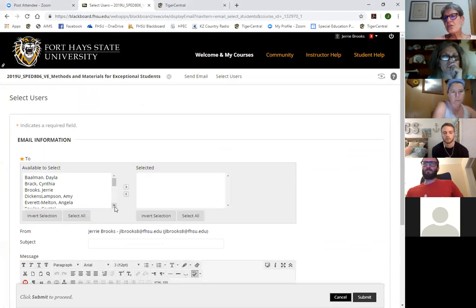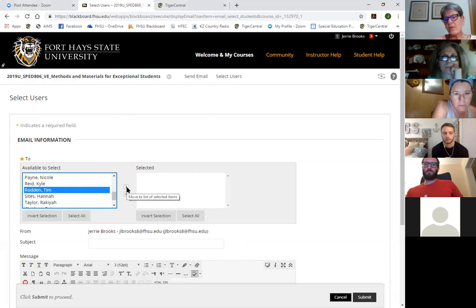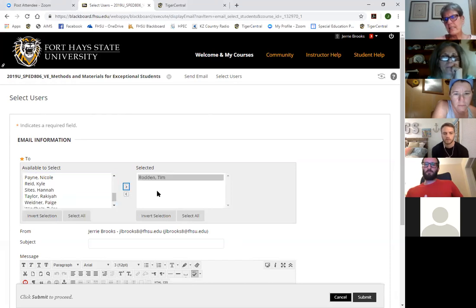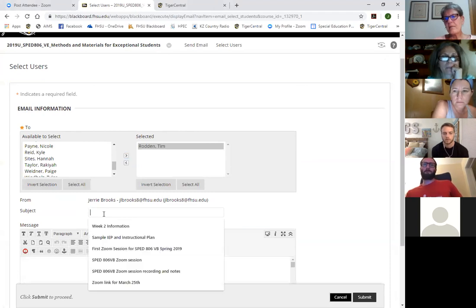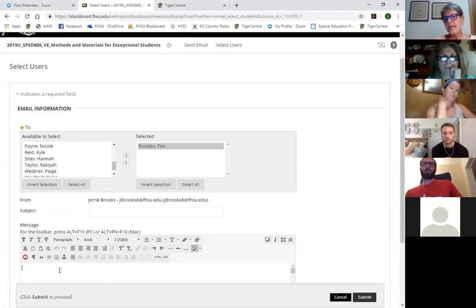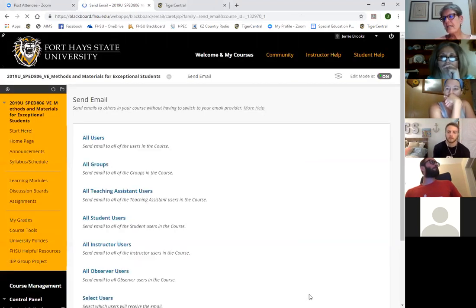Then you can just scroll down until you find whoever was on yours. Like, I'm going to pick Tim, pick on him. Then you have to click the arrow in the middle to get his name to move over. And then you can just put IEP group project, and then do your contact information. Talk about how you're going to share to do your project.